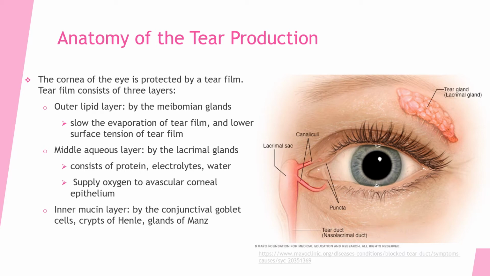Let's take a look at the anatomy of tear production. The tear is produced by the lacrimal gland, and after it covers the eye, it drains through the puncta, the canaliculi, and then to the lacrimal sac, after which it drains to the nasal meatus.